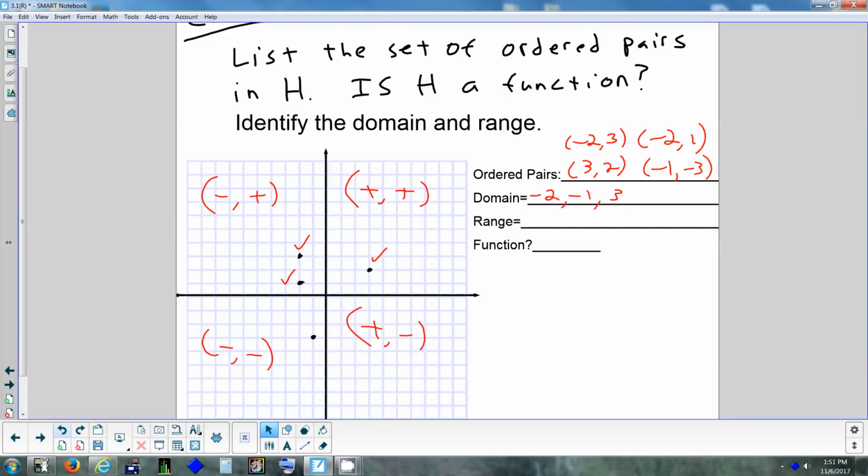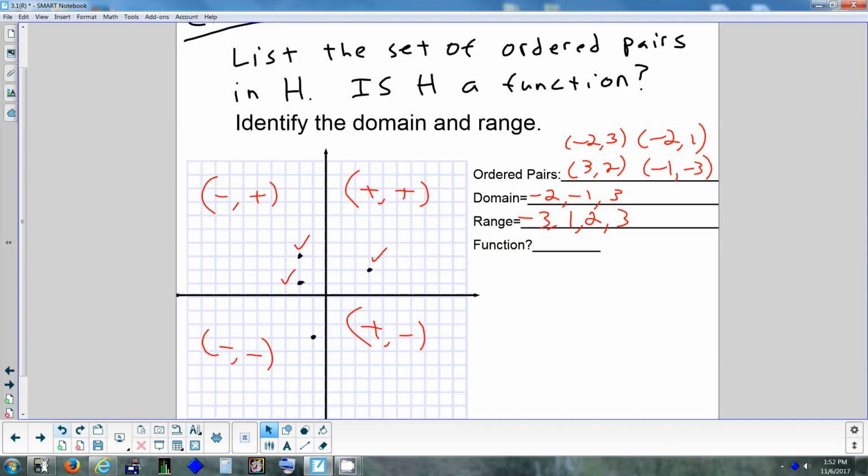Good. Range. Want to give me the range too, Fred? 1, 3, negative 3, and 2. So I see you write them in order. I just put them in order. If you don't, that's okay. So would you get minus points if you don't put them in order? No. It's just easier to read them in order.